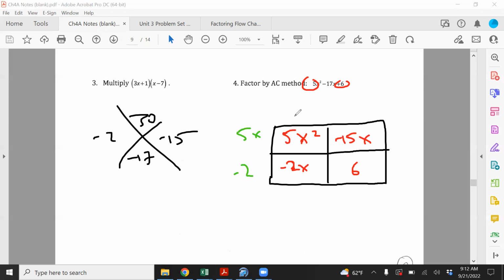We can factor out the first column. We can factor out the last. 3. Yeah, we'll say negative 3 because you see a negative right here. So 5x minus 2, x minus 3. That seems much easier. It's nice.